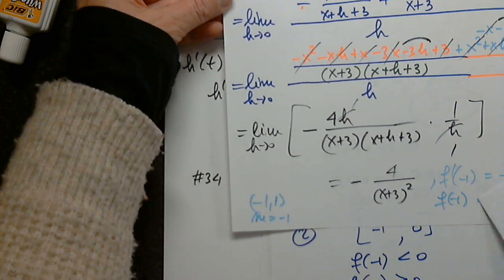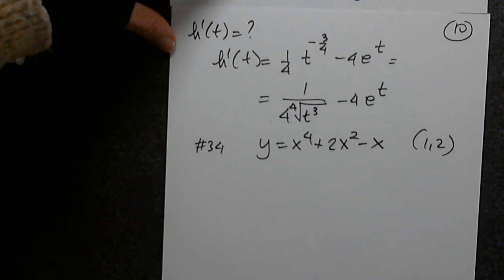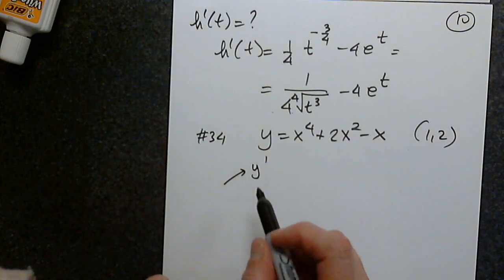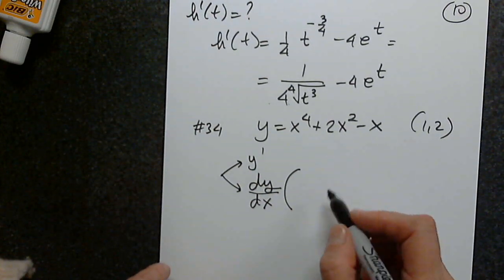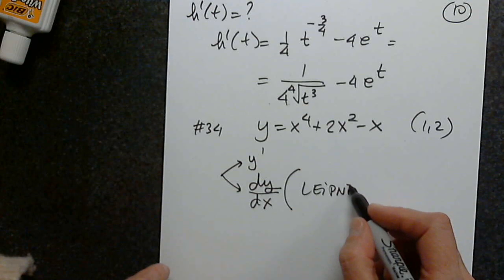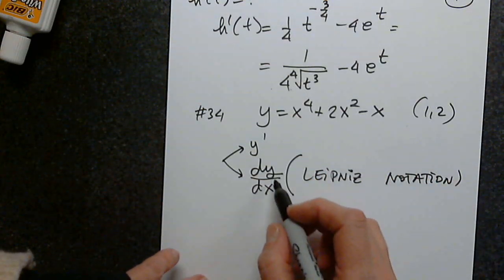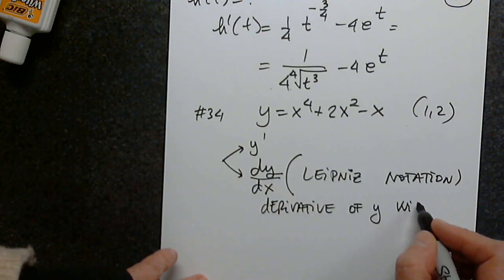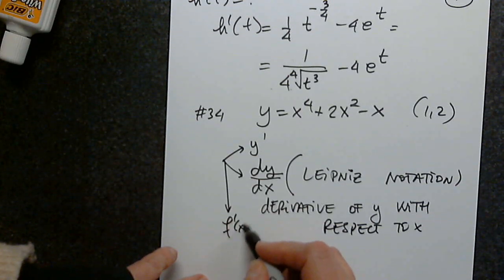In which it took us 5 minutes to determine this and plug it in and then find the point, find the slope, etc. But now this is done in a blink because I need to determine the derivative. There are a few notations. One notation is y prime. The other notation is dy over dx. This is the Leibniz notation. You don't need to remember the name, but this is the derivative of y with respect to x. Another notation is f prime of x. They all mean the same.